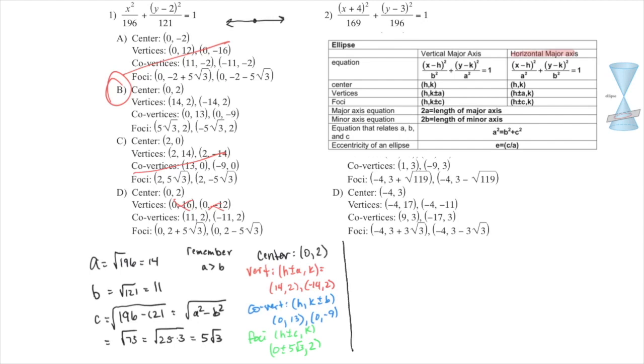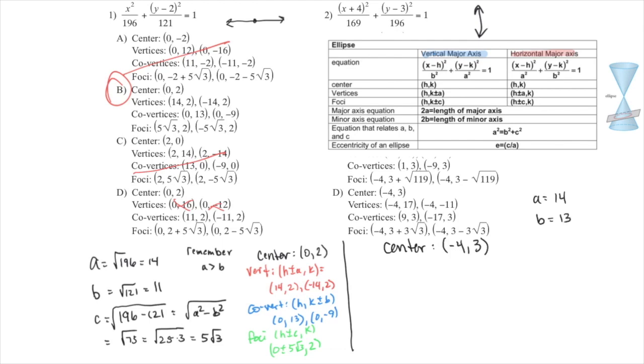Okay. Number 2. I can look up here. I can see A is underneath Y this time, so I'm going to have a vertical major axis. That's one of the first things I determine, which formula I'm going to be using. Which way does the major axis run? Remember, major axis is the longer axis. It's the one that A goes with. And major axis is always 2A long. The minor axis is always 2B long.